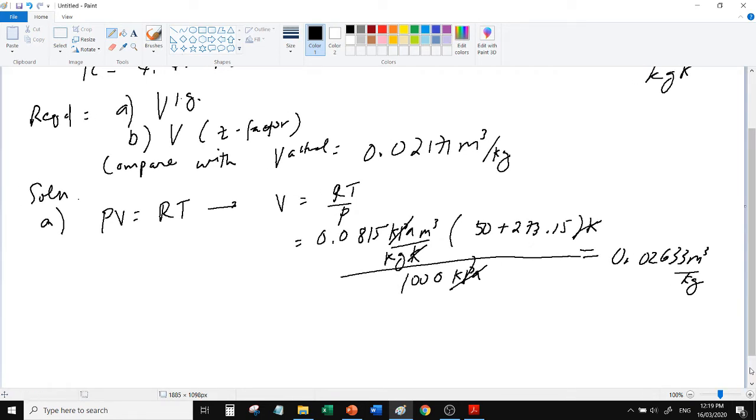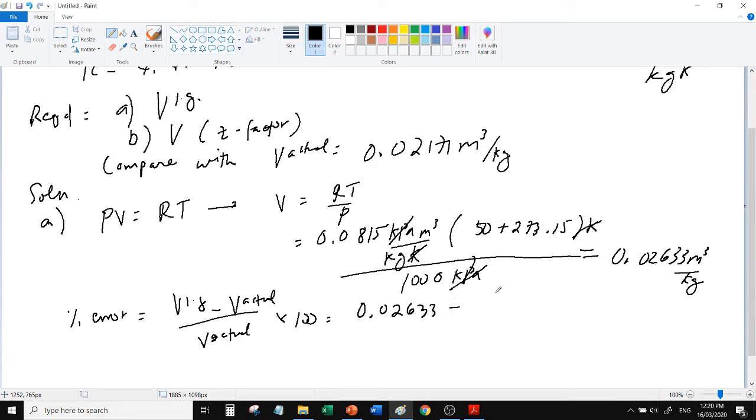Wait lang. So, let's get the percent error. Yung percent error, diba, what's the equation of the percent error? The V ideal gas minus V actual over V actual times 100. Okay, diba? So, the V ideal gas na nakuha natin is 0.02633. Mamaya na yung unit. Yung given na V actual, ito. This is the given V actual. This one. Okay.